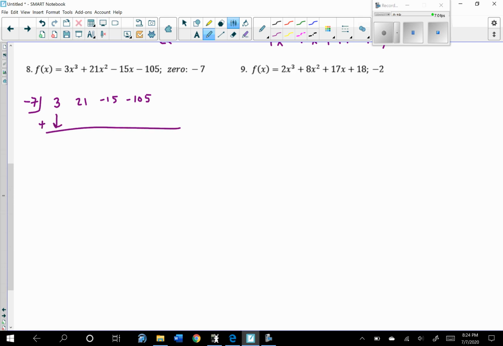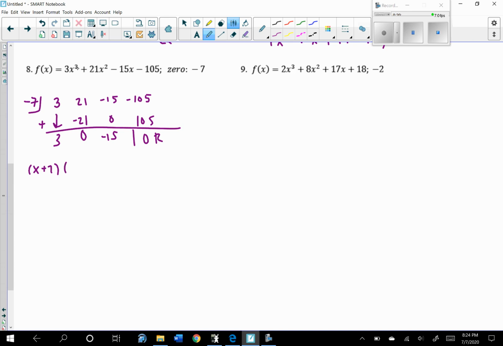Bring down the 3, and then go ahead and multiply. 7 negative times 3 is negative 21. Add these together. 0 times negative 7 is 0. Add these together. Negative 15 times negative 7 is 105. Add these together. So the remainder is 0, so that means it is a factor. So we can write negative 7 as x plus 7, that's the factor.